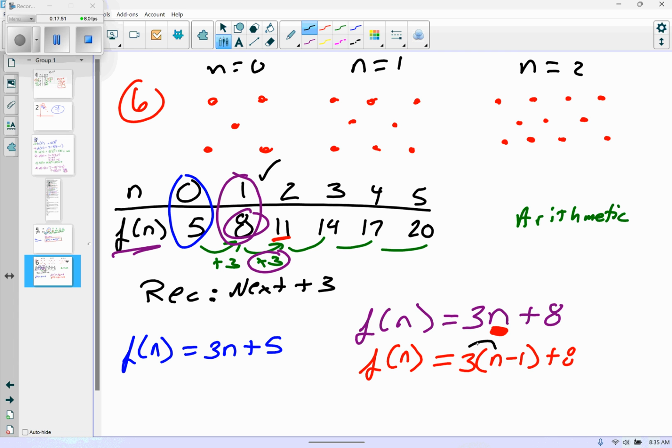Well, take a look. Can I distribute this over? And if so, if I take care of that, negative 3 plus 8, I get positive 5. So these are basically the exact same function. So maybe if you start looking at 0, but sometimes look at the first term, sometimes look at the 0 term. It's just playing around with it.